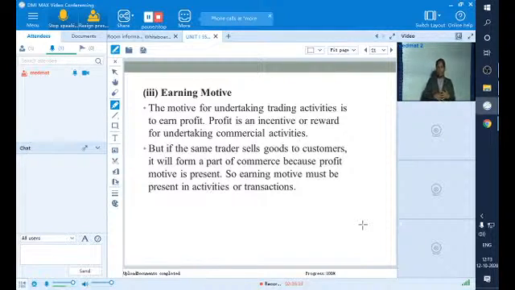So this is an important objective here. Earning motive must be present in the activities of transactions. If you are transacting goods on the basis of service, it is not for an earning motive. The transaction should be based on money.